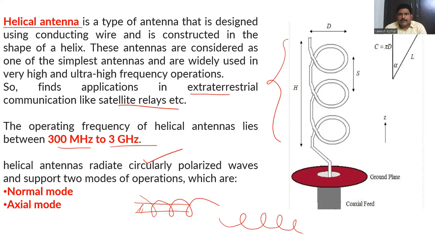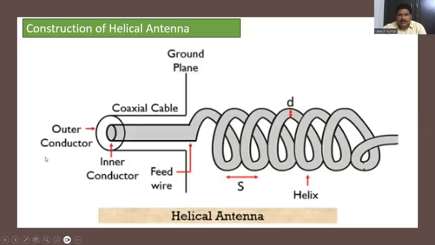Generally, the helical antenna will operate in two modes. One is the normal mode and the other one is the axial mode. We will discuss briefly what is meant by the normal mode and the axial mode in coming classes. First, we will discuss the construction of the helical antenna. So this is the structure. Here, this is our helix.